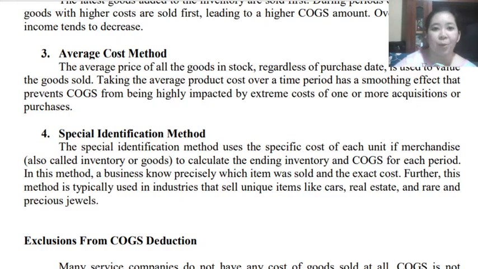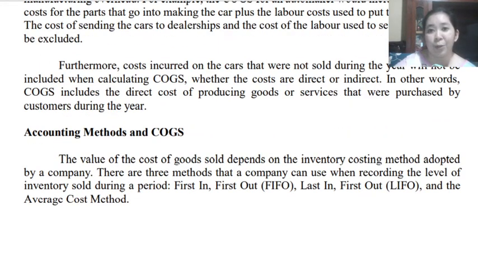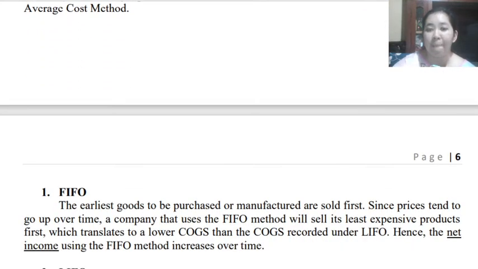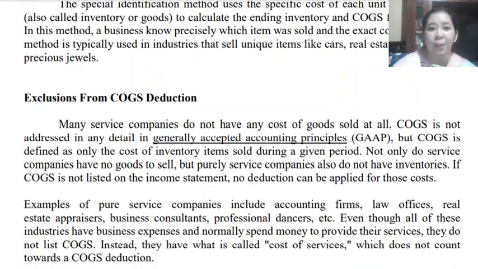Okay, so those are the different accounting methods for inventory, and they also have an effect on the preparation and calculation of our cost of goods sold. So what are the exclusions from cost of goods sold? Many service companies actually do not have any cost of goods sold at all. What they have is cost of services.